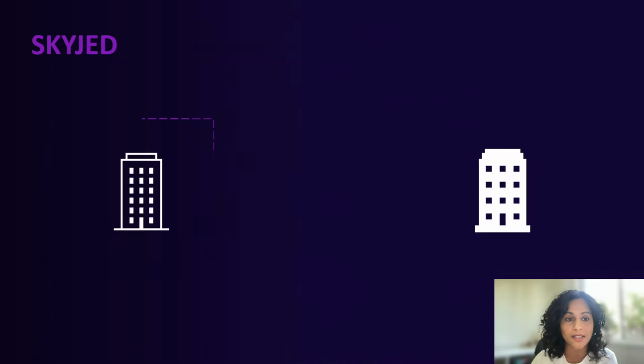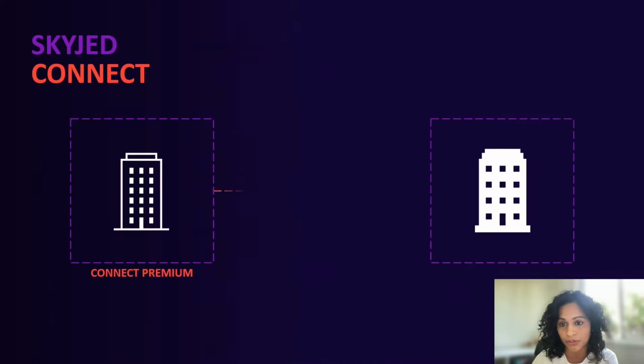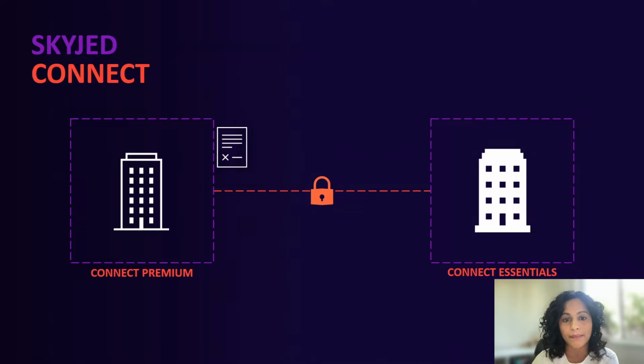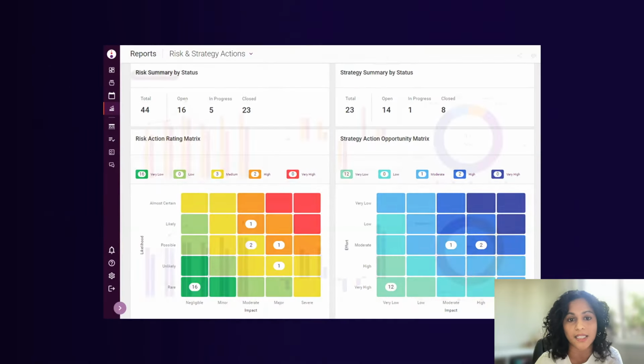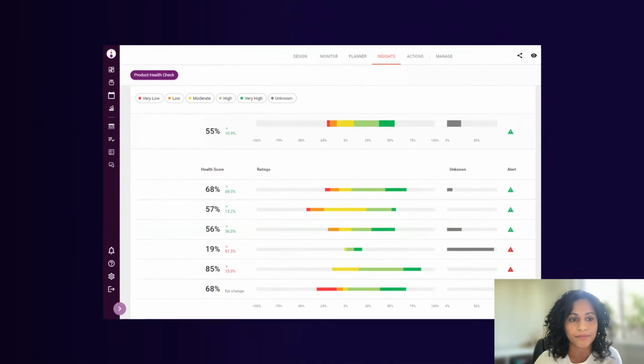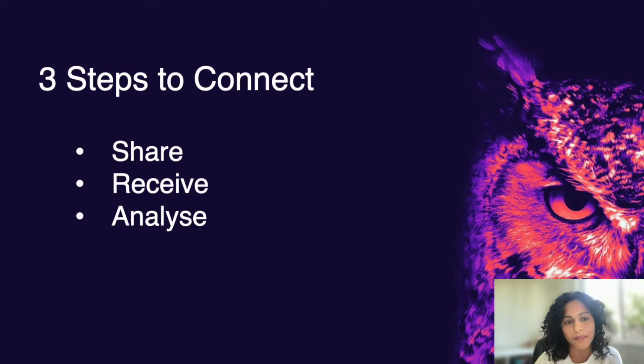Today's focus is on Skyjed's Connect module, where organisations can connect secure product data exchange with their distribution partners. Organisations can link, share, and receive product data, and our clients are making pragmatic product improvements within that 90 days of onboarding, and all the data is available as reports too. So let's deep dive into Connect.